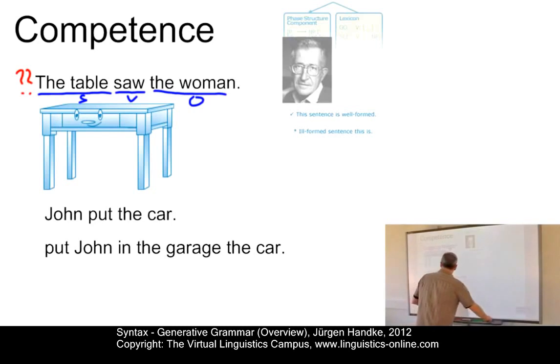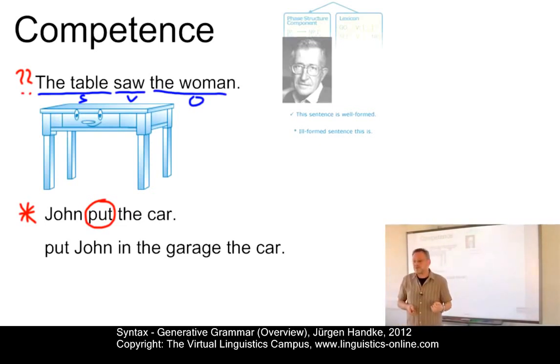The next sentence: John put the car. This sentence is clearly ungrammatical. It violates the argument structure of the verb put. We know that put requires not only an object like the car, it also requires a location or an obligatory adverbial, that is, where do we put the car? So something is missing here.